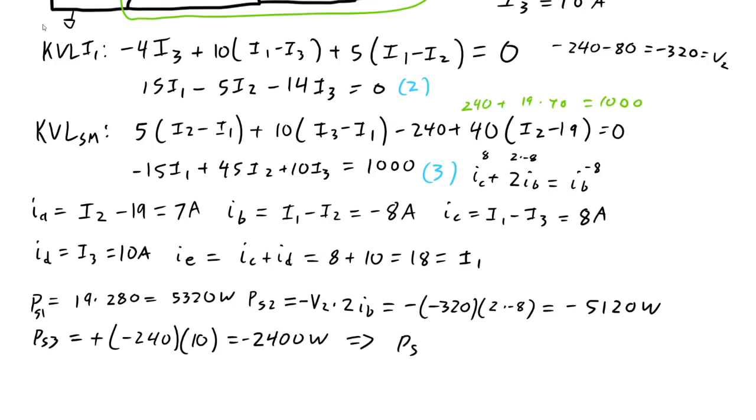So total power supplied is going to be 5120 plus 2400, 7520. So we got to make sure that everything else adds up to that. So we already know PD1 is going to be PS1, so 5320.